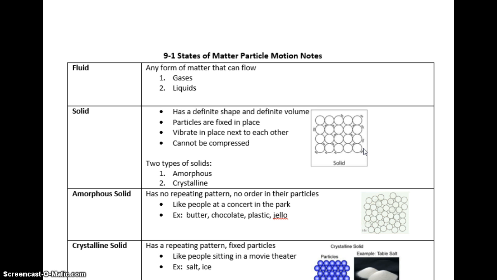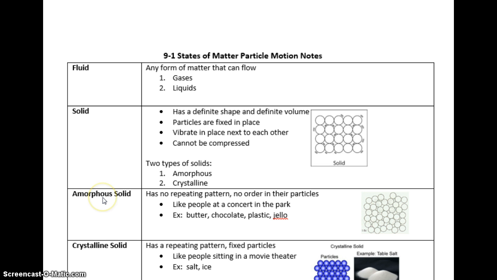Solids cannot be compressed. Try it. Try compressing a brick. You can't do it because the particles are already compressed and right next to each other. Now there are two types of solids that we're at least going to talk about. One is considered amorphous. The second one is called a crystalline solid. Right? And those are a little bit further down here.